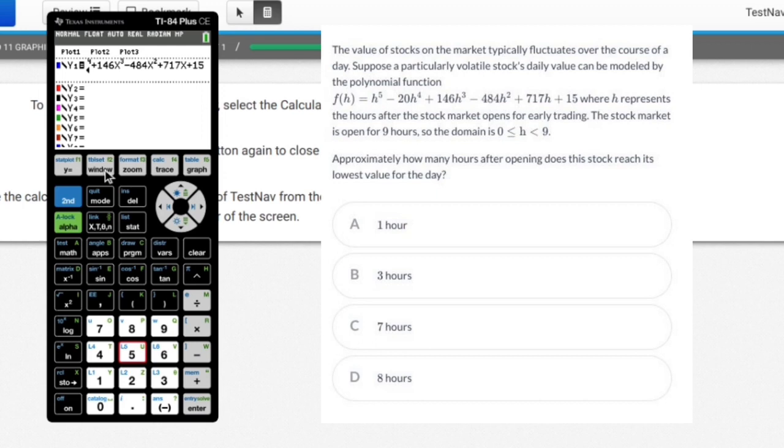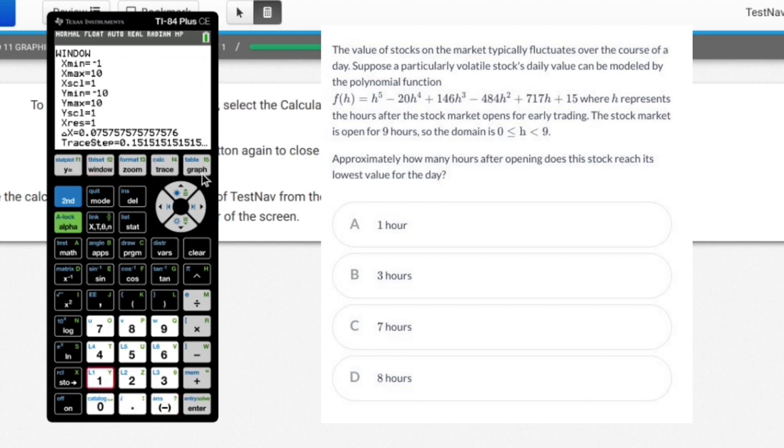So what I'm going to do is go to my window. Instead of using 0 and 9, I'll give it some wiggle room, -1, and I'll leave that at 10. So let's hit graph and see what we have. Terrible. Absolutely terrible. Now here's why it's absolutely terrible. These numbers are huge.